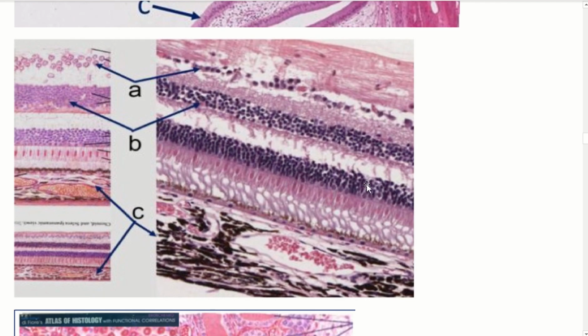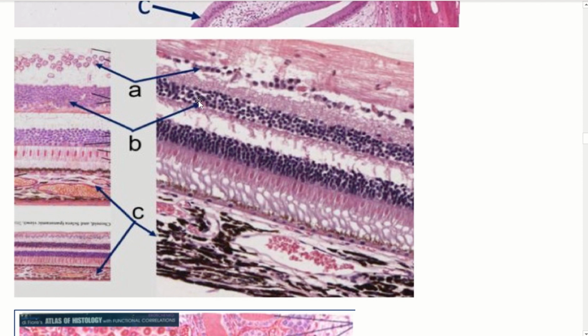This one is the retina. So these are the layers of the retina, right? So we're just identifying them. So A, we can see, this is that outermost layer of the retina, and that's going to be the ganglion layer, right? The layer that eventually turns into the optic nerve. So this is the ganglion layer.